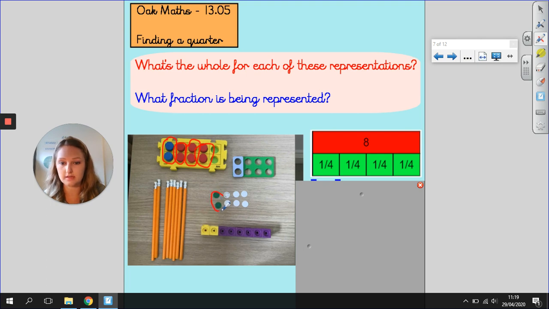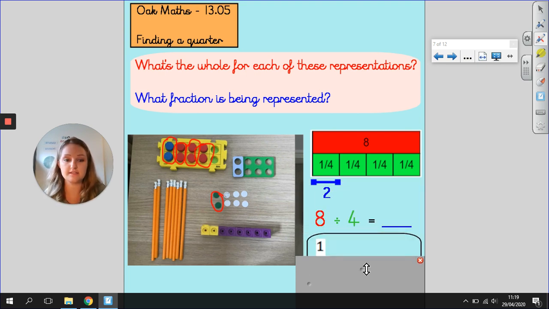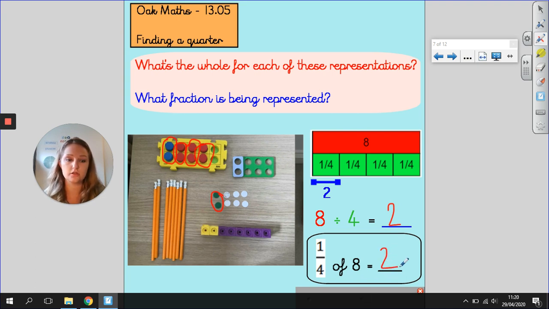Okay, can you see that? I have represented 2 out of 8 each time. Okay, so 8 divided by 4 into 4 equal groups, there are 2 in each group. 1/4 of 8 is 2.